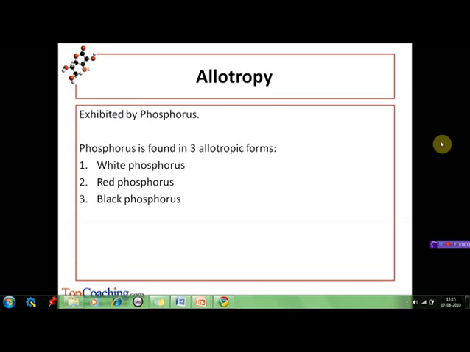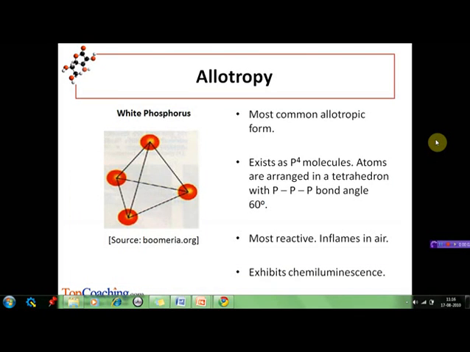Allotropy is exhibited mainly by phosphorus, which occurs in 3 important forms: white phosphorus, red phosphorus and black phosphorus. The most common allotropic form of phosphorus is white phosphorus, in which P4 molecules are found. In each molecule, the atoms are arranged in a form of tetrahedron with the bond angle around 60 degrees. It is the most reactive form of phosphorus, and when exposed to air, it inflames automatically. It also exhibits the property of chemiluminescence.